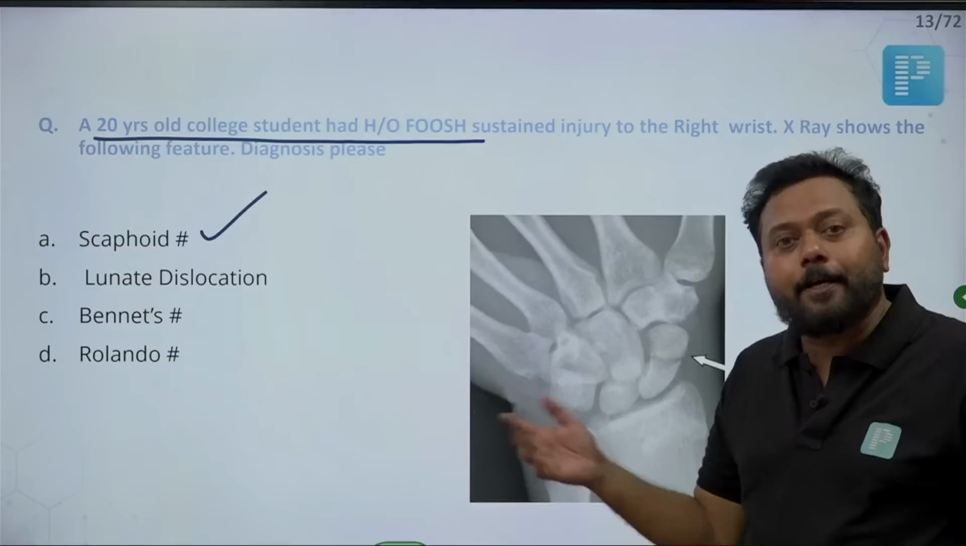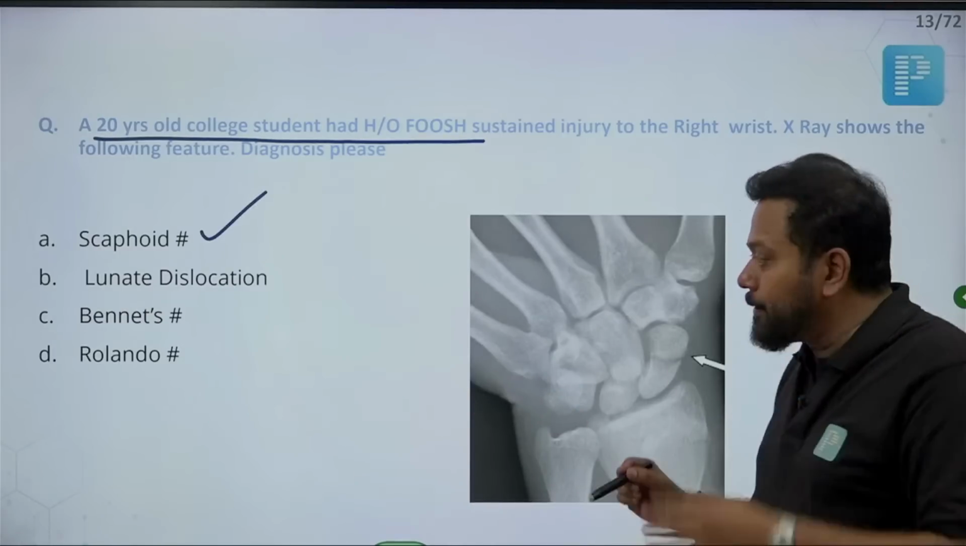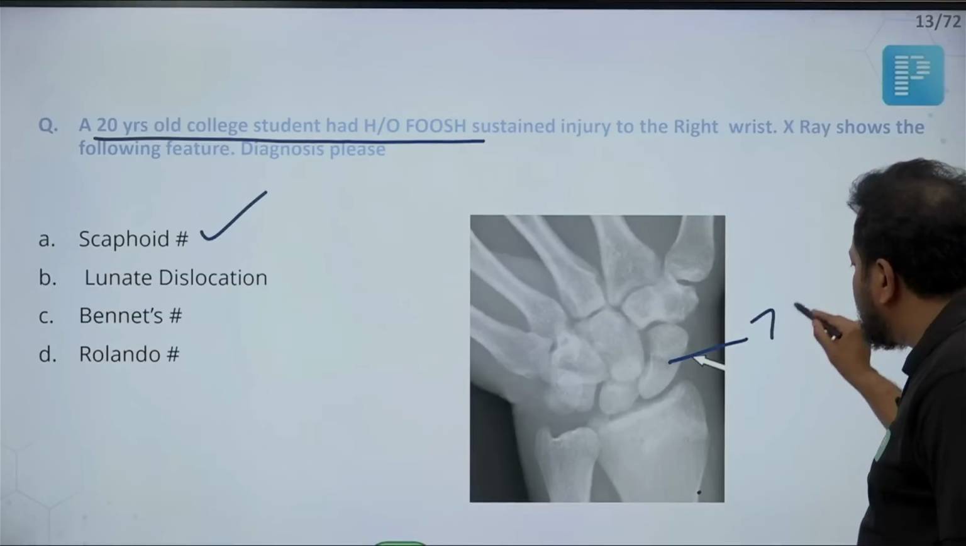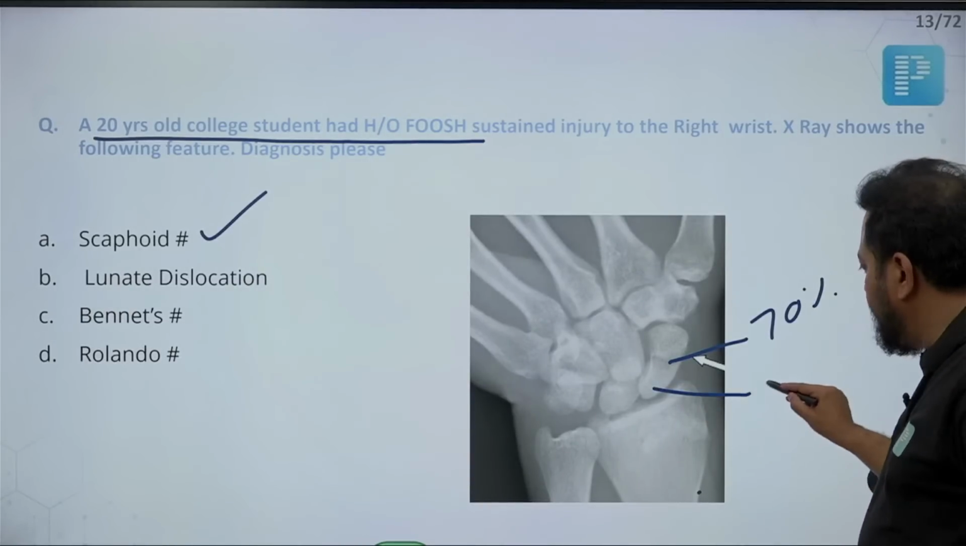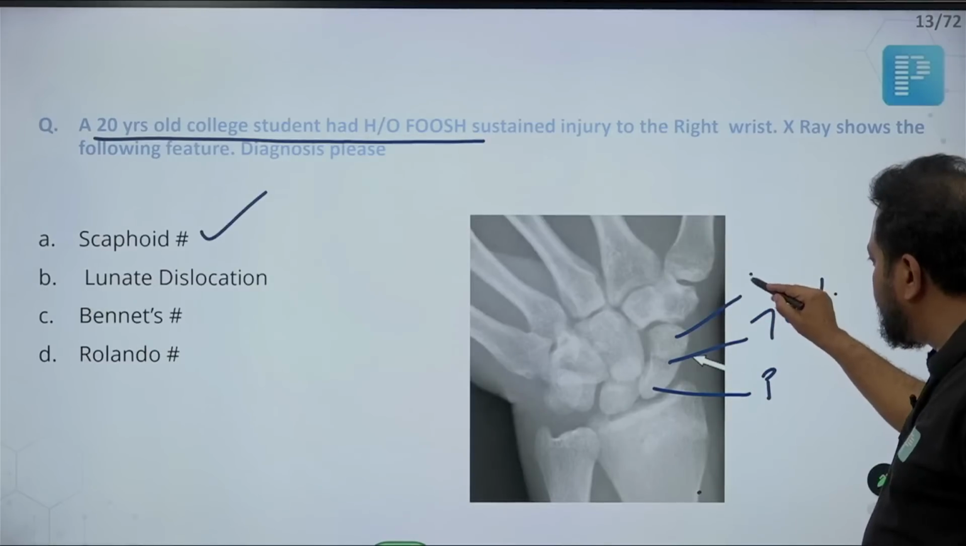So the most common site of scaphoid fracture is the waist; 70% of scaphoid fractures happen in the waist. Then the next site is the proximal pole, and the least common site is the distal pole.